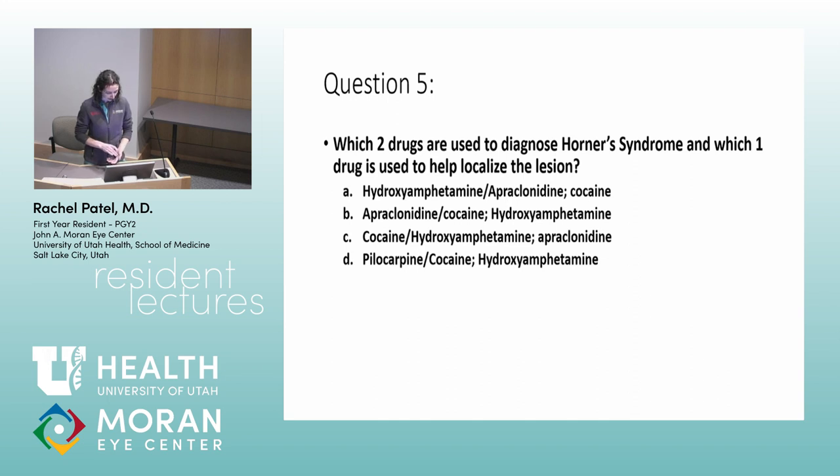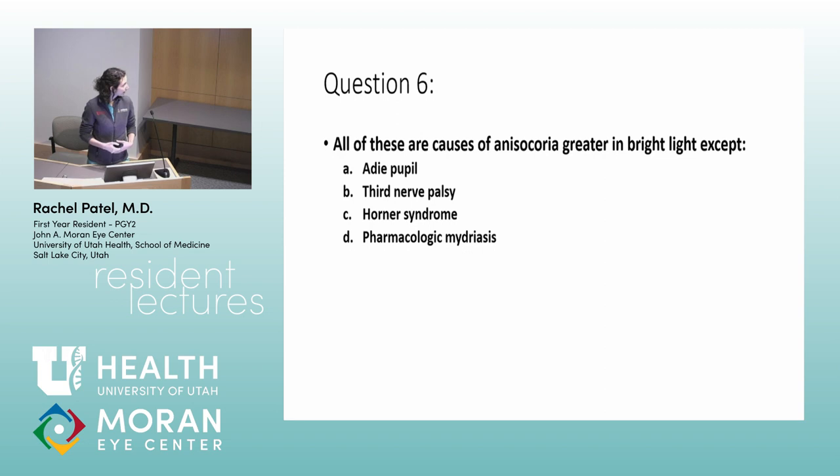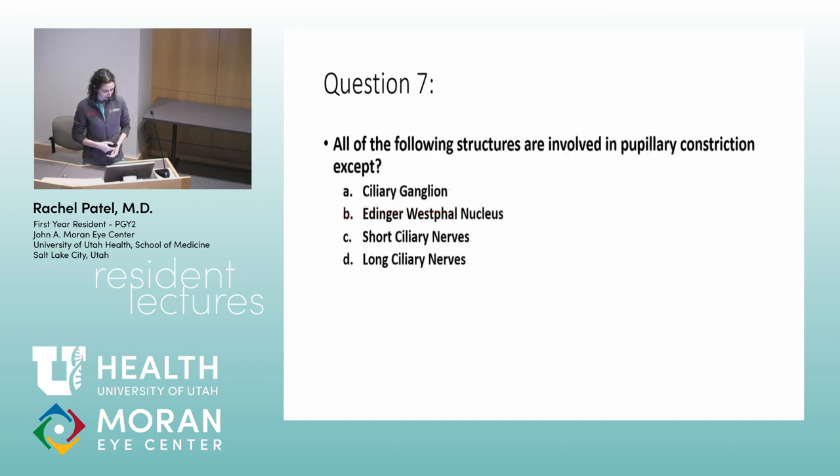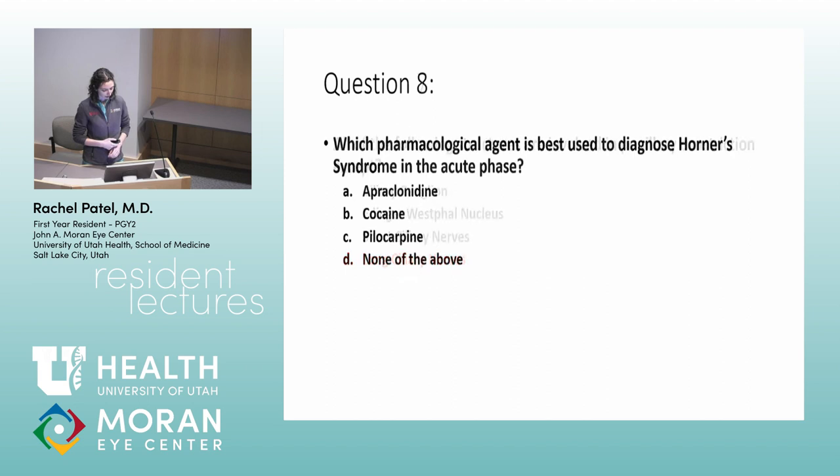Which two drugs diagnose Horner syndrome and which one helps localize the lesion? Which structures are involved in pupillary constriction, except... we went over this one a little bit. It goes to the short ciliary nerves, not the long ones. And the last one, which pharmacologic agent is best used to diagnose Horner syndrome in the acute phase?